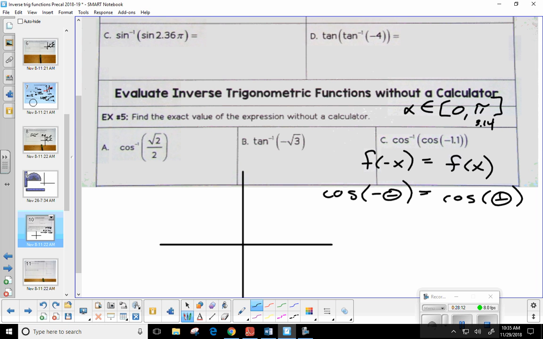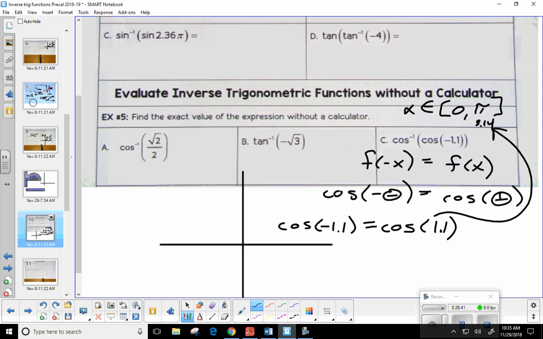Okay. So I can actually use that to apply to this problem right here. Now, I didn't give you one like this on the homework, but I thought it was just interesting to go ahead and bring up. So cosine of negative 1.1, well, that's actually cosine of what? 1.1, right? If I just apply the even identity property. Okay. Now, does 1.1 belong to this interval? Yes. So that, whoop, now we're negative. That's my answer.